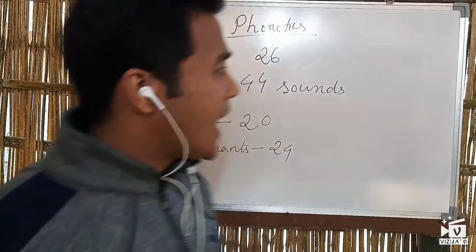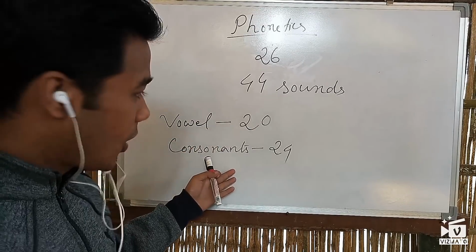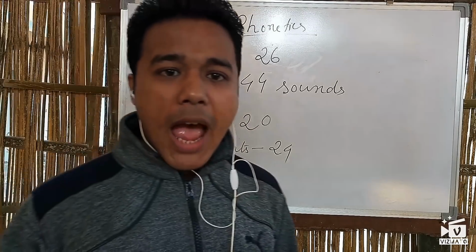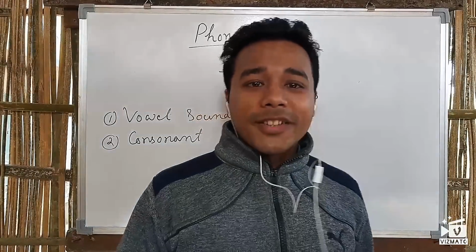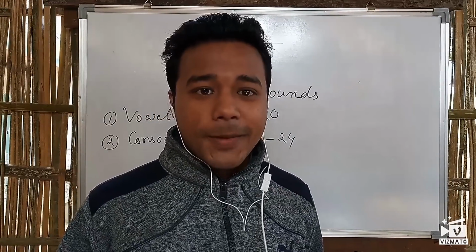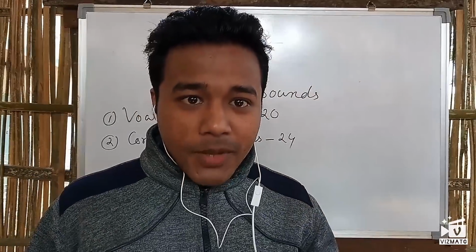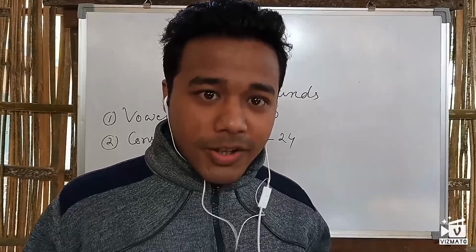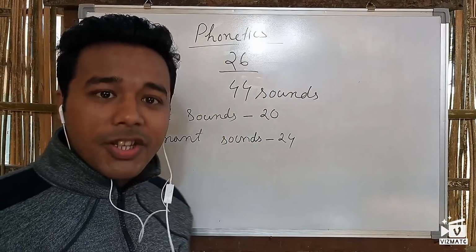These 44 sounds can be categorized into two types: vowel sounds and consonant sounds. There are 20 vowel sounds and 24 consonant sounds. So, the major difference between the vowel sounds and the consonant sounds is that while we articulate the vowel sounds, the air flows very freely. Okay? But in case of the consonant sounds, when we articulate them, the air is stopped for a while in our mouth cavity and our nasal cavity.